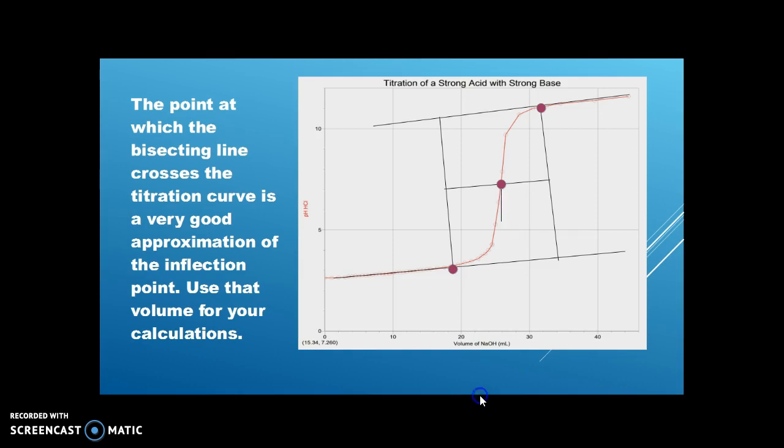You can then use that volume you see here, dropping down about 25.9 milliliters. Use that volume in your calculations, for instance, of the molarity of the acid being titrated.